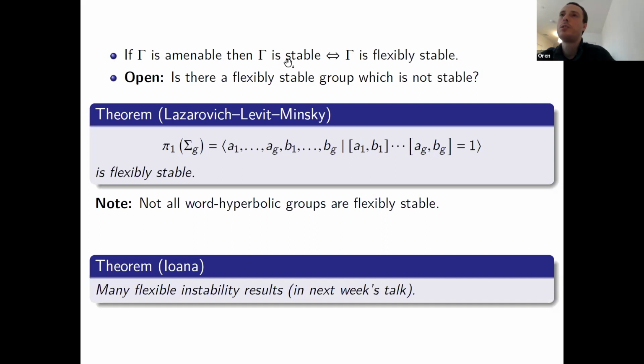But we actually don't know if flexible stability is any different from stability. Maybe it's just the same. We don't have an example of a flexibly stable group which is not stable.